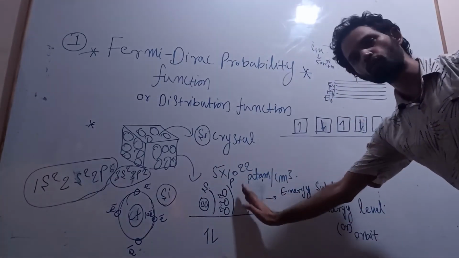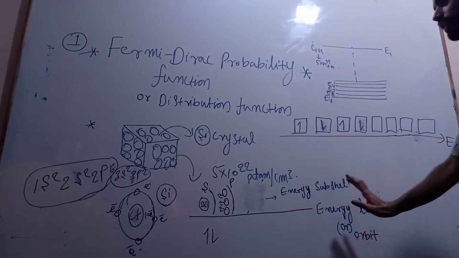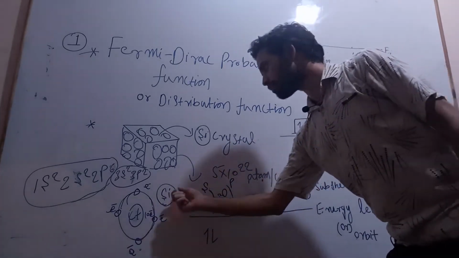Okay, so that is the statement of Pauli's exclusion principle. That is for understanding purposes. We are taking a single atom, a single atom of silicon.